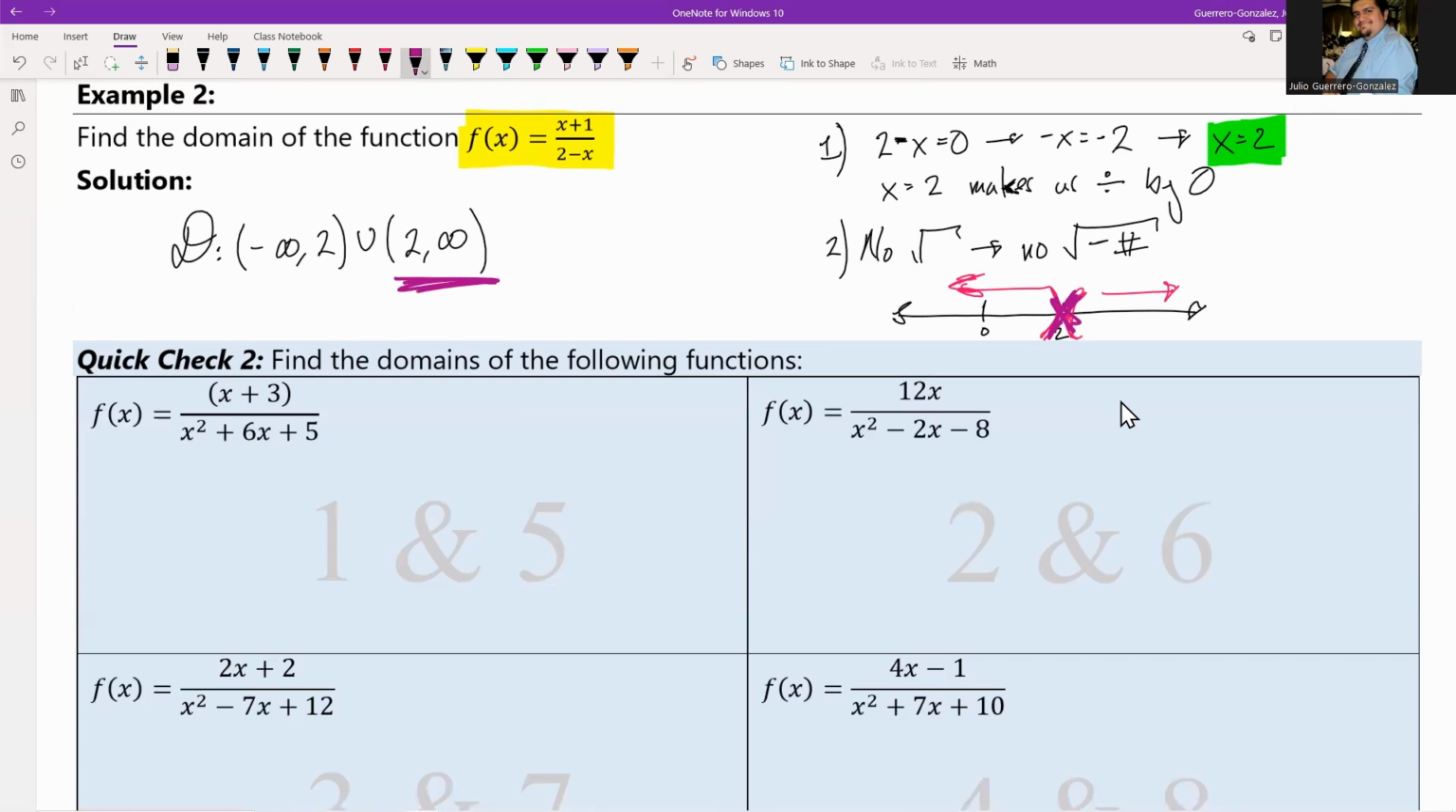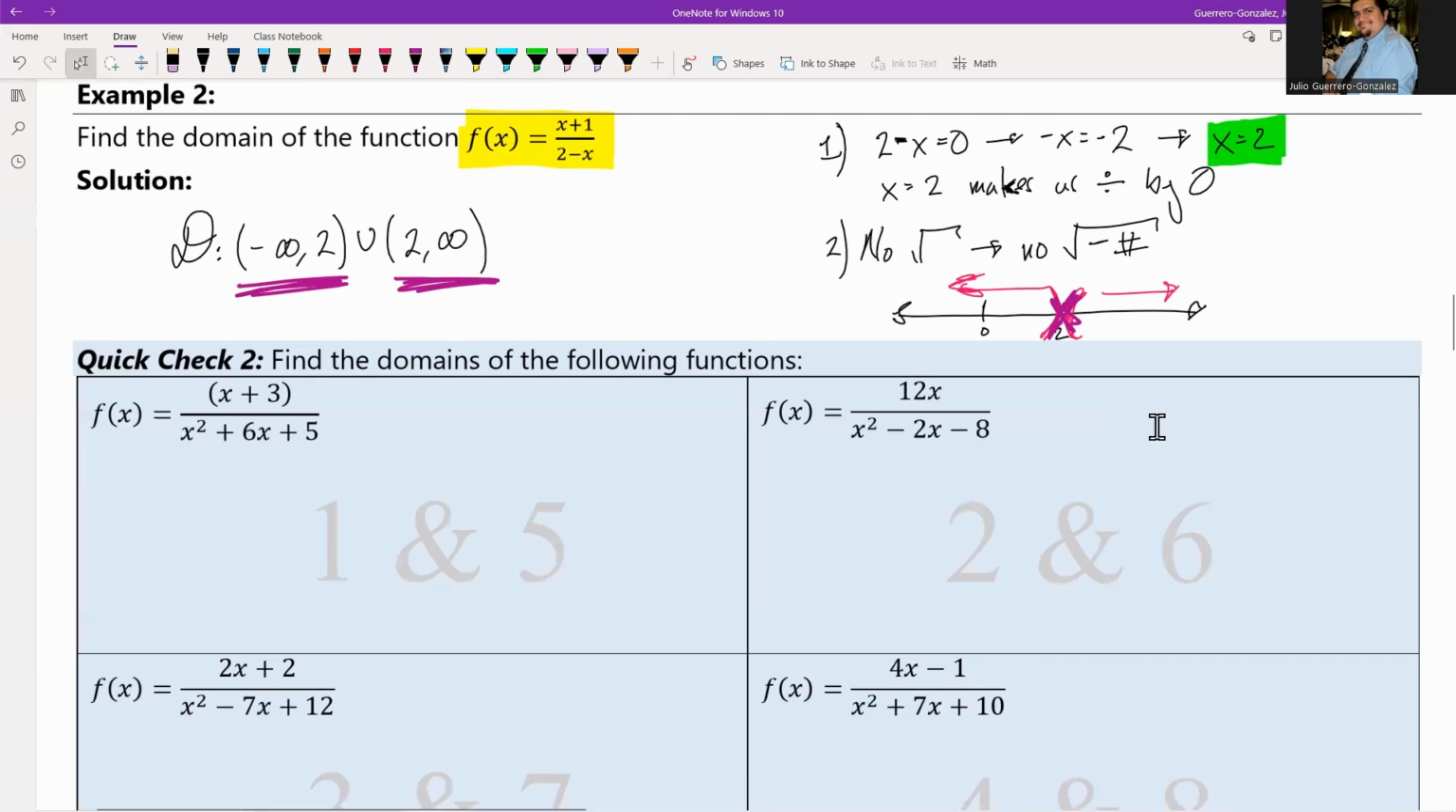Notice in the way that I wrote my domain, this one is all the numbers bigger than 2. This one is all the numbers less than 2. And both of them together do not have the value 2. So this is skipping over the number 2. So this set right here is all the numbers, but it's missing that value 2.